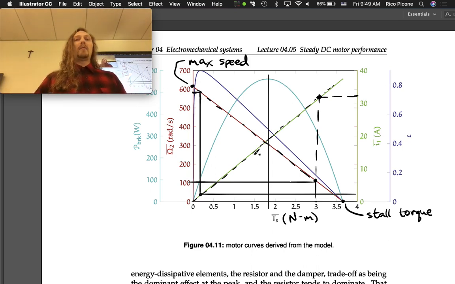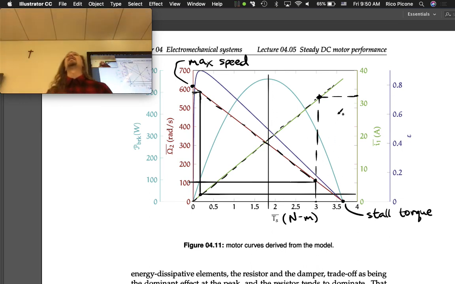Maybe you care about max power output more than efficiency. Maybe you're like, I don't care about the energy I'm dissipating in this application. I just need power. You should be operating more here, okay, where the output power is peak. Maybe you need to operate at the highest speed possible. You need to go over here. Maybe you want to operate at the highest torque possible. You need to be over here.